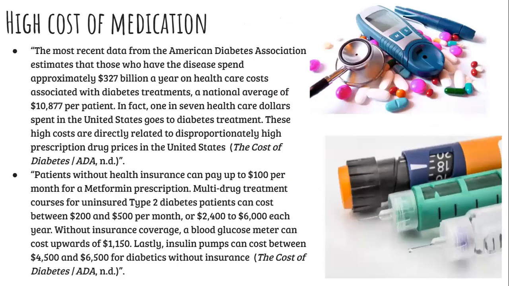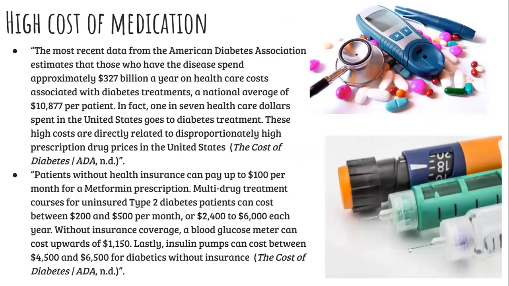High cost of medication. The most recent data from the American Diabetes Association estimates that those who have the disease spend approximately $324 billion a year on healthcare costs associated with diabetes treatments, a national average of $10,877 per patient. In fact, 1 in 7 healthcare dollars spent in the United States goes to diabetes treatment. These high costs are directly related to disproportionately high prescription drug prices in the United States.